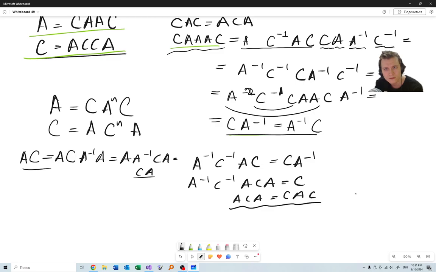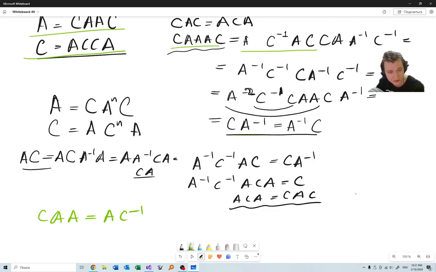What did we do? And why did we do it? I understand why we did it. So we want to get ACCA. So we have this. So again, the simple equation here is that CAA equals AC minus 1. Do we know it? We definitely do. Yes.